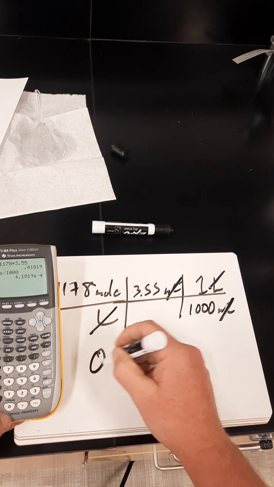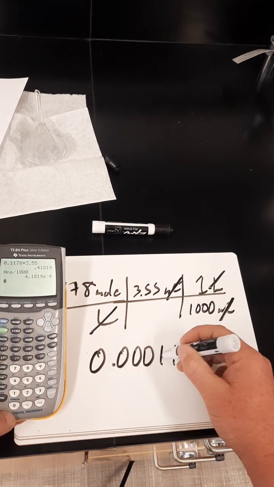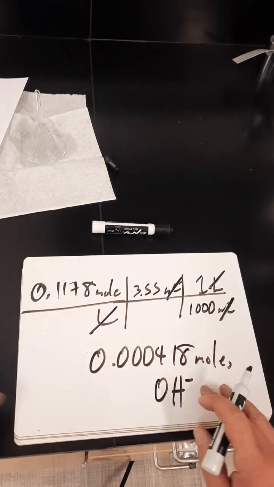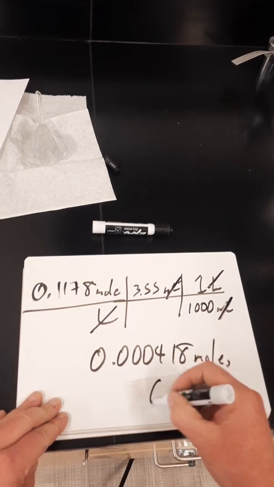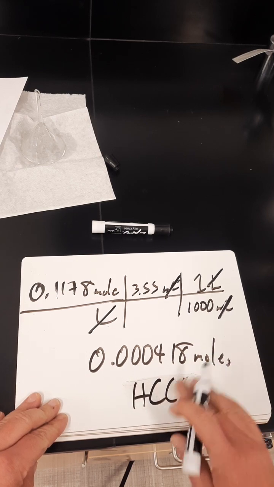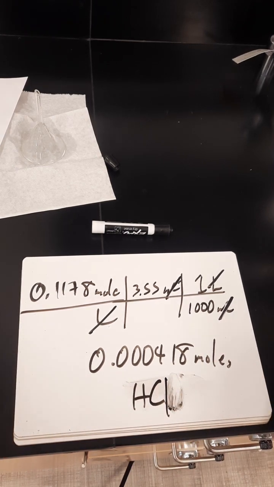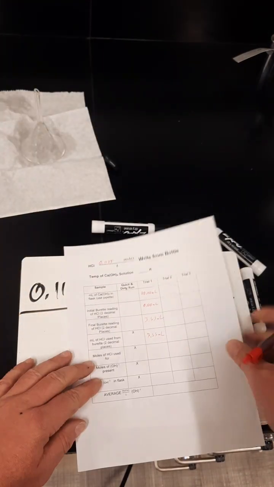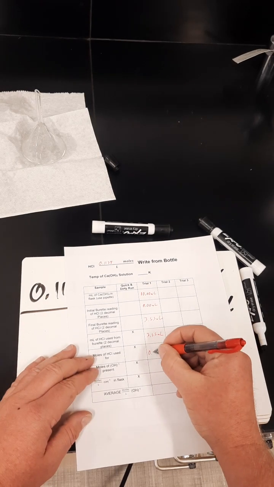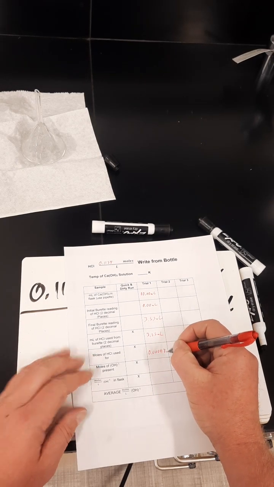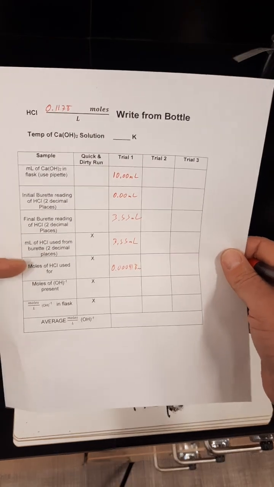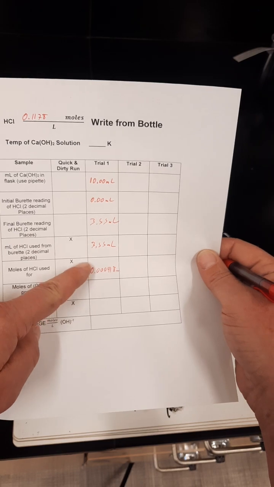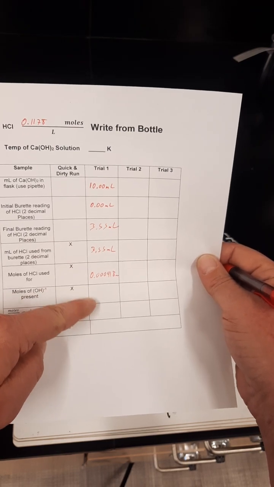0.000418. And that is moles of HCl that we used to get our endpoint. That number right there, we just solved in the box. The moles of HCl and OH minus is in a 1-to-1 ratio. So these numbers are identical due to their Mother Nature ratio of 1-to-1.